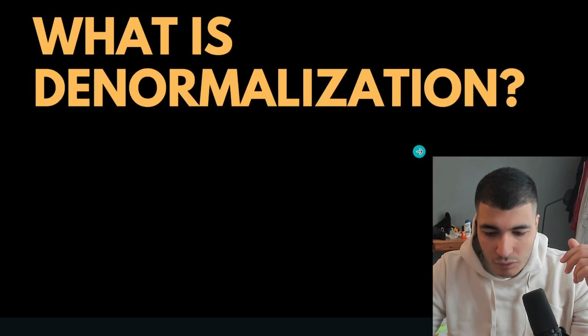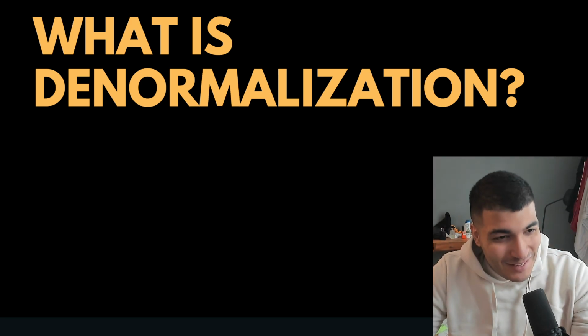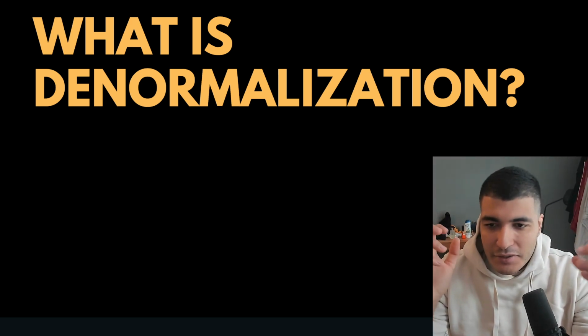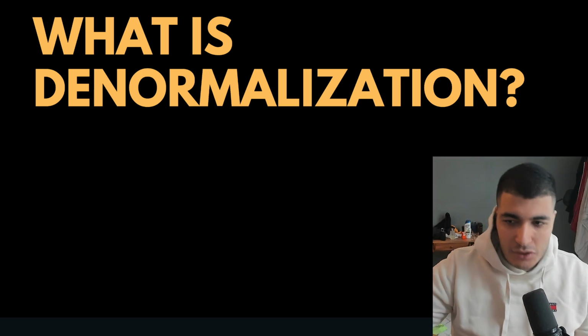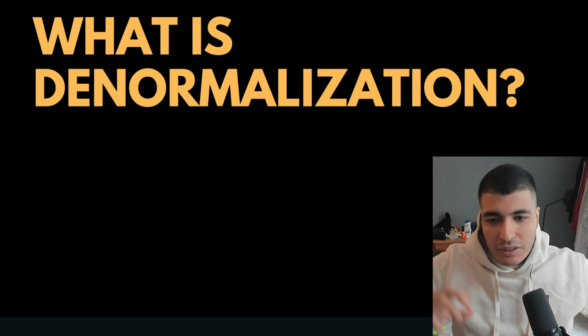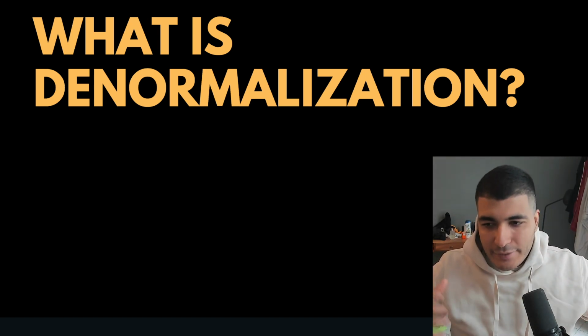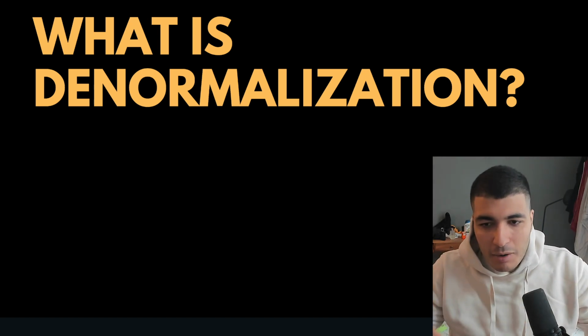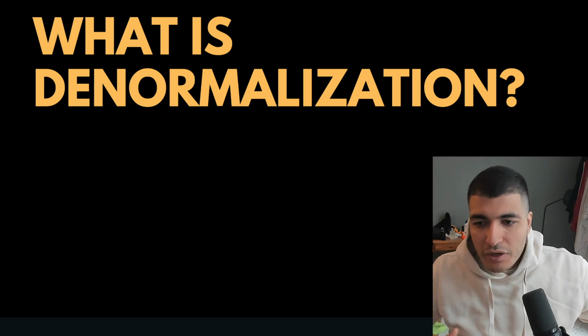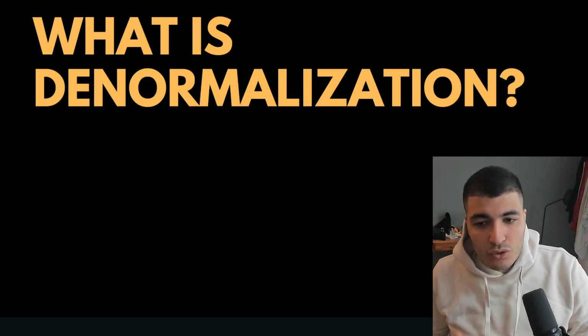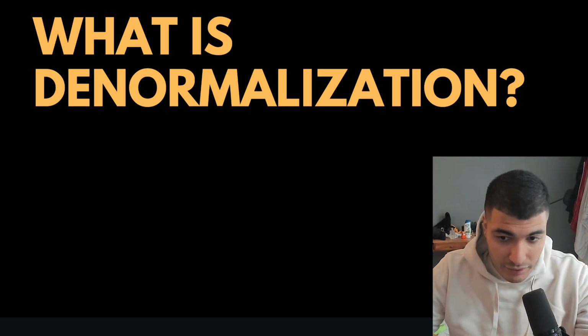First, what is denormalization? Denormalization is the opposite of normalization. Instead of splitting your data into multiple tables to avoid redundancy, you merge or duplicate certain data to speed up read queries by storing frequently used information together. You can reduce joins and other overhead as well.